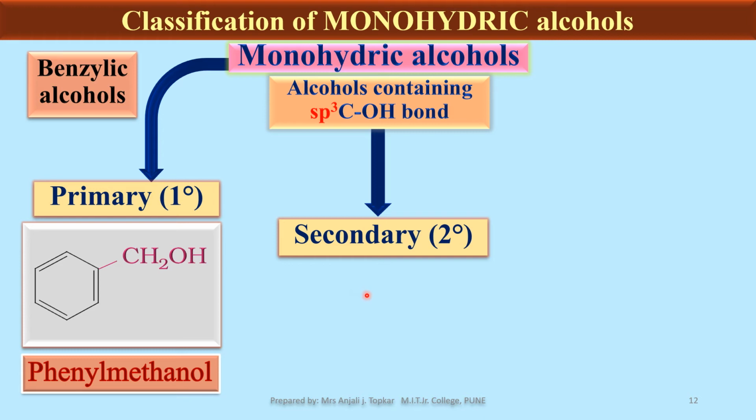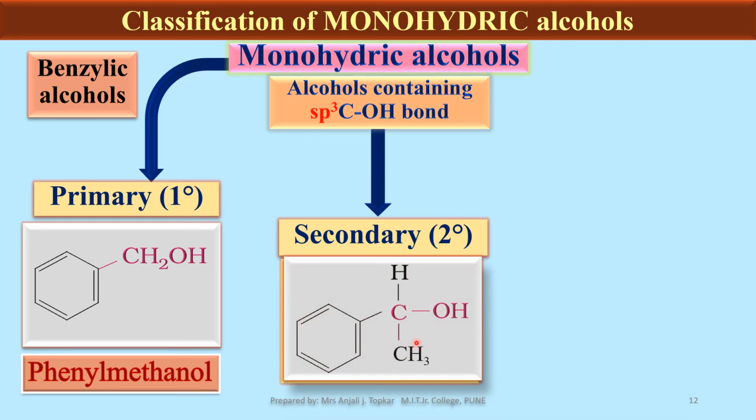Now let's understand secondary benzylic alcohols. As you can see here, OH group is attached to the carbon atom which is sp3 hybridized, in turn which is attached to the benzene ring. Here we find this carbon atom is secondary carbon atom. So the molecule here is secondary benzylic alcohol. Name of the compound is 1-phenyl ethanol.